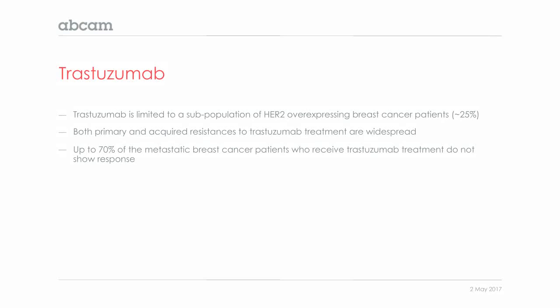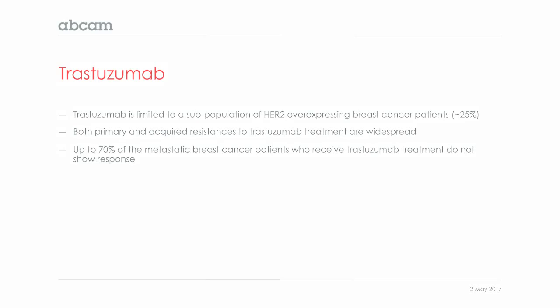So we know trastuzumab has been a very successful drug for high HER2 expression breast cancer. That accounts for about 25% of the breast cancer patients. But we know that only about half of the 25% of HER2 overexpressing breast cancer patients respond to the treatment, suggesting that there is a primary resistance of breast cancer to this antibody.